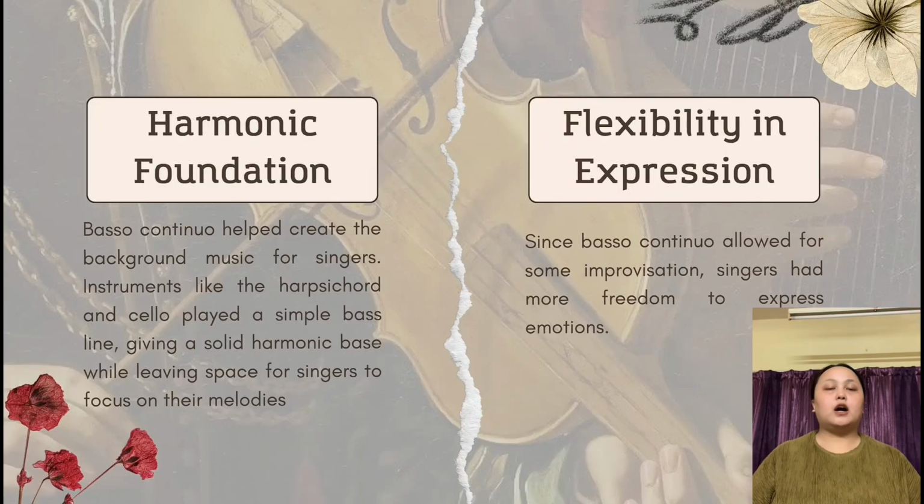First, the harmonic foundation. Basso Continuo helped form the background of music for singers. Instruments like the harpsichord and cello played a simple bass line, giving a solid harmonic base while leaving space for singers to focus on their melodies. This made the music feel richer and more emotional.